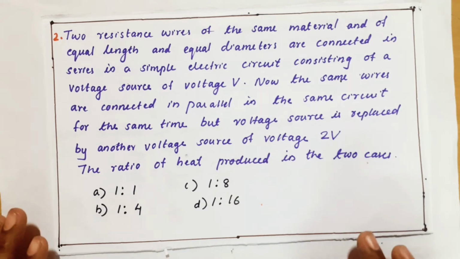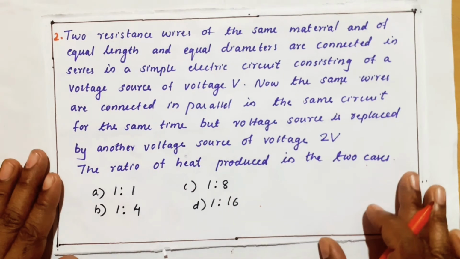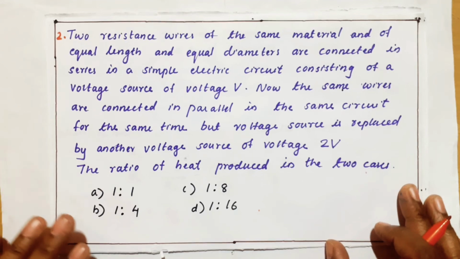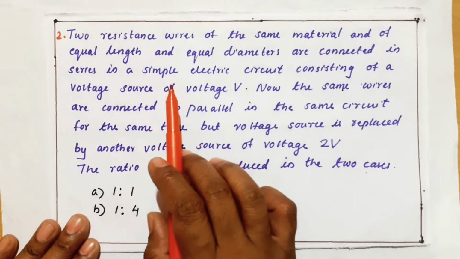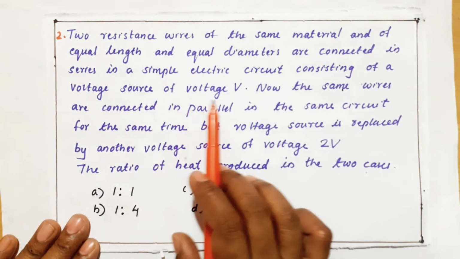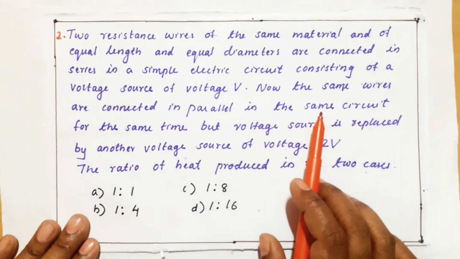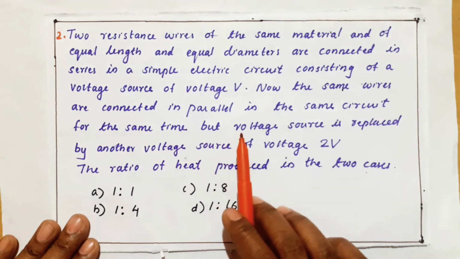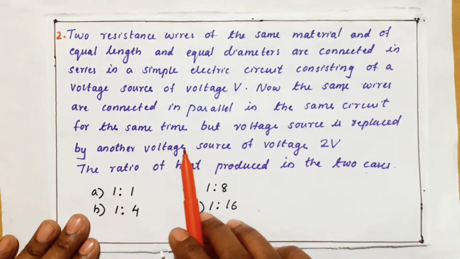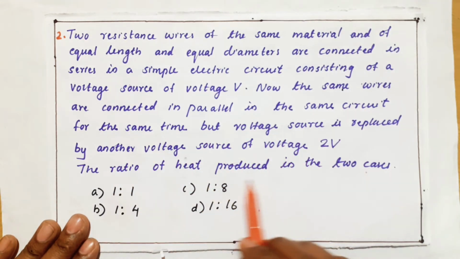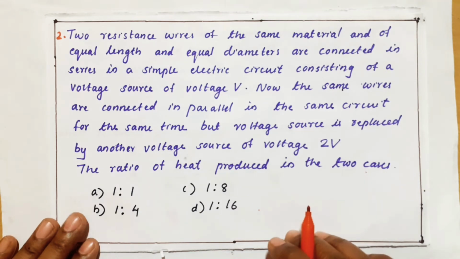The resistances of wires of the same material, equal length and equal diameter are connected in series with a simple circuit consisting of a voltage source V. Now the same wires are connected in parallel in the same circuit for the same time. The voltage source is replaced by another voltage of 2V. What is the ratio of heat produced in the two cases?